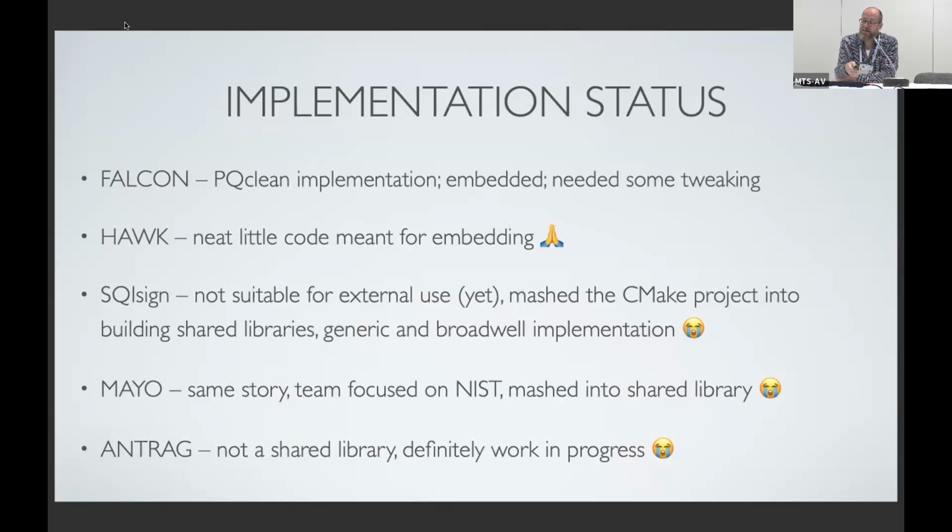SQIsign and MAYO, same story. The authors are focused on getting this to the NIST round 2 challenge, so it's not suitable for external use. It's like a CMake project that makes you cry. It doesn't build shared libraries, and if you try to build the shared libraries, there's some assembly that's not position independent, stuff like this. It's very technical, but it hasn't been easy to integrate this into BIND.